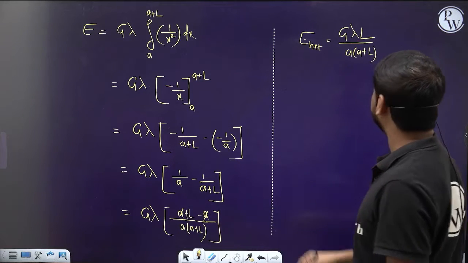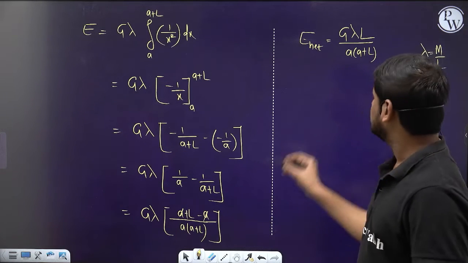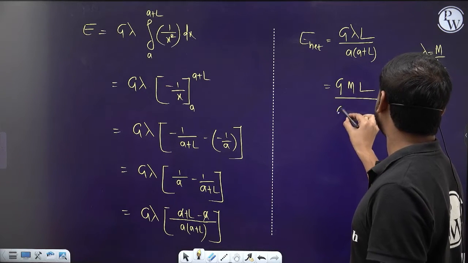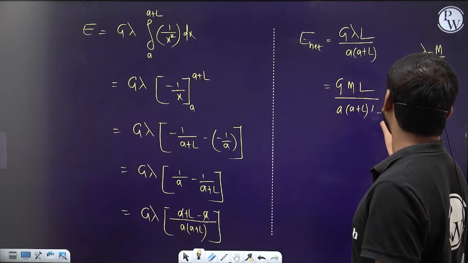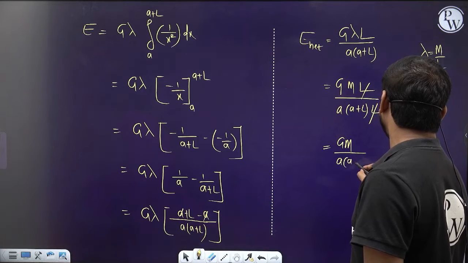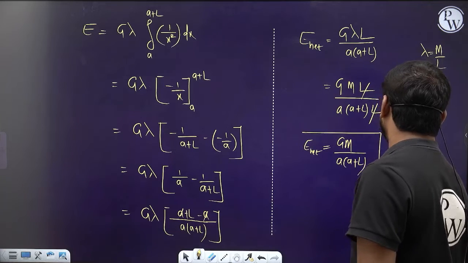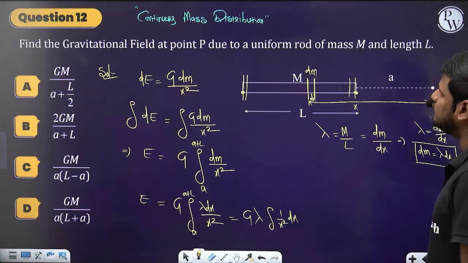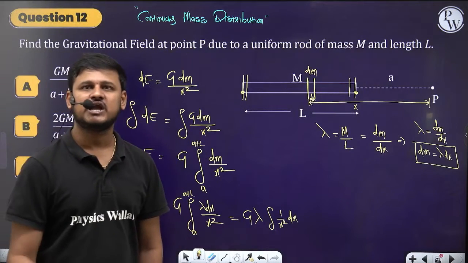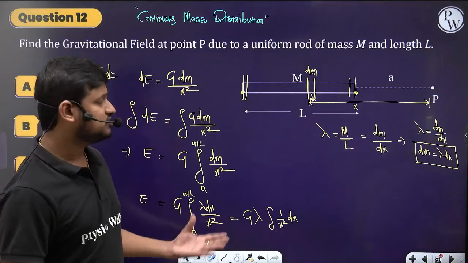Let's eliminate this lambda also. So we can put lambda equal to the mass upon length. Yes or no? So from here I am writing g into, in place of lambda, mass m upon length L, by A into A plus L into L. So L cancels. So it's going to be gm by A into A plus L. So this is the net gravitational field due to the continuous mass distribution of a uniform rod, which is of mass m and length L, gm by A into A plus L. That's it. Clear? Understood this part, guys?